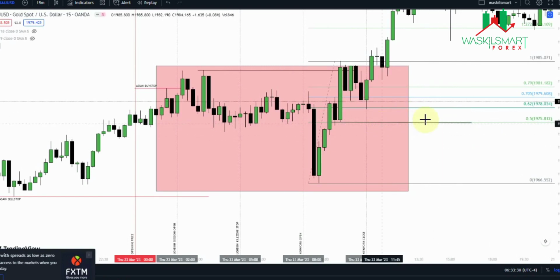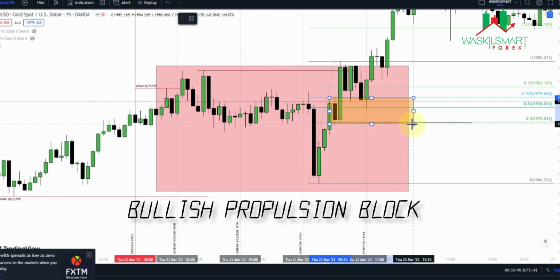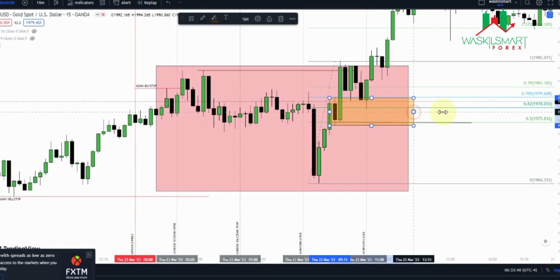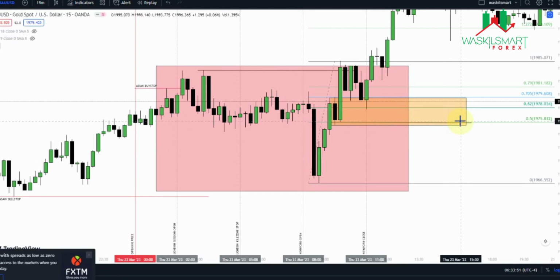But on the 50% retracement level, there's something you need to see. We have this bullish proportion block. You can also call it a demand block. If I put my entry below this bullish proportion block, it's of low probability of market getting there, because there's a block here that traded inside this old block, a bullish proportion block, and also a demand block.